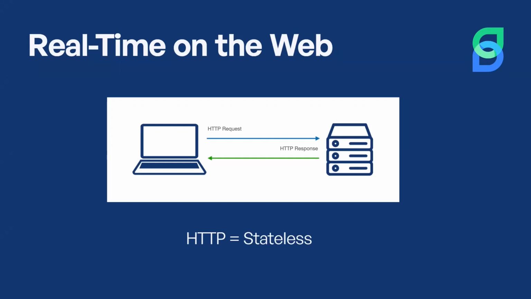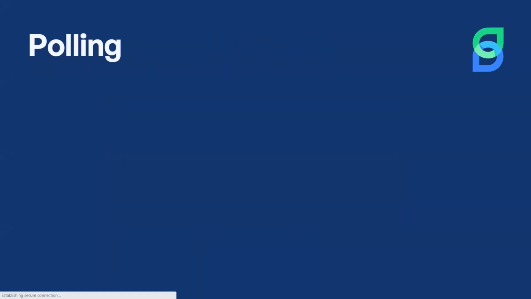Each HTTP request-response cycle is independent of others, making HTTP a stateless protocol. This means that if we're limited to the HTTP protocol, there's no way to send data from the server to the client without first receiving a request from the client. Now, we could try to get around this by having the client send repeated requests at set intervals to the server to check for updates.